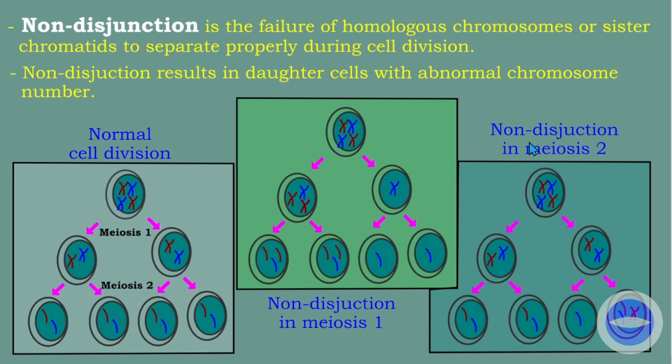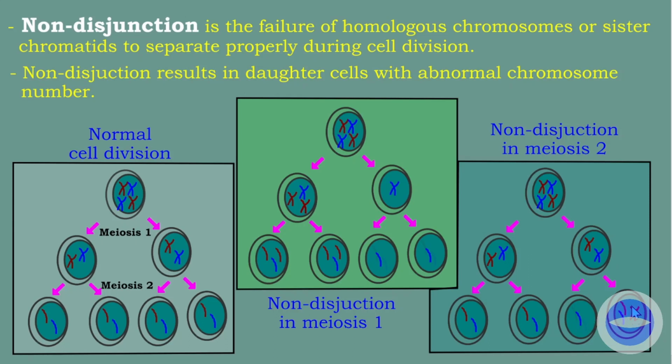And then here non-disjunction takes place during meiosis 2, which is anaphase 2. So meiosis 1 completed perfectly, but meiosis 2 did not do a good job. Here we have 2 chromosomes, here we have 2 chromosomes, which is perfect, but here we have 1 chromosome and then we have 3 chromosomes. I hope you can see this. There are 3 chromosomes here because this one from this side moves to this side.